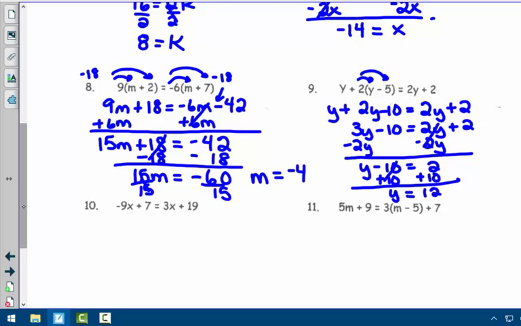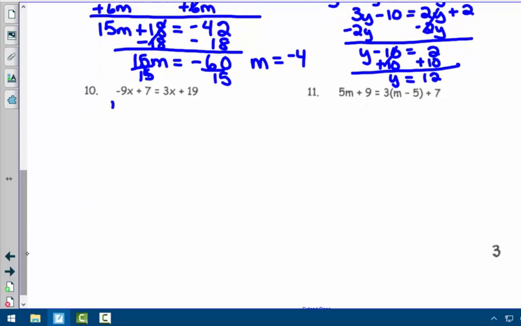Okay, let's make sure 12 is the answer. Now I'm going to check this. Okay, so I get 2 times 12 minus 5 is 7. That's 2 times 7. 7 is 14 plus 12 is 26. And 2 times 12 is 24 plus 2 is 26. Yippee, right answer. Number 10.